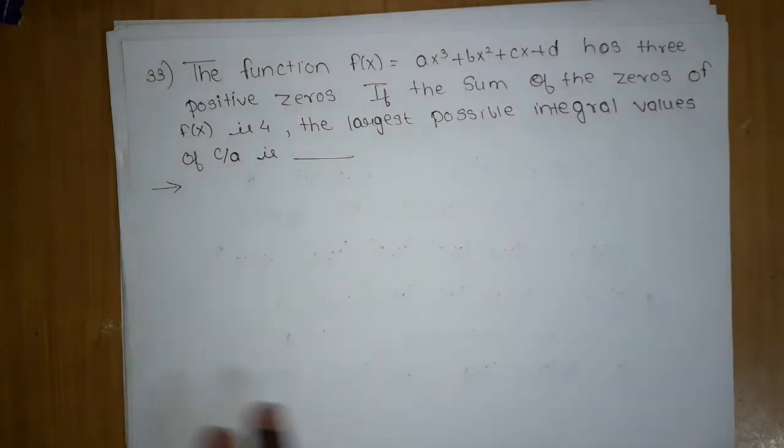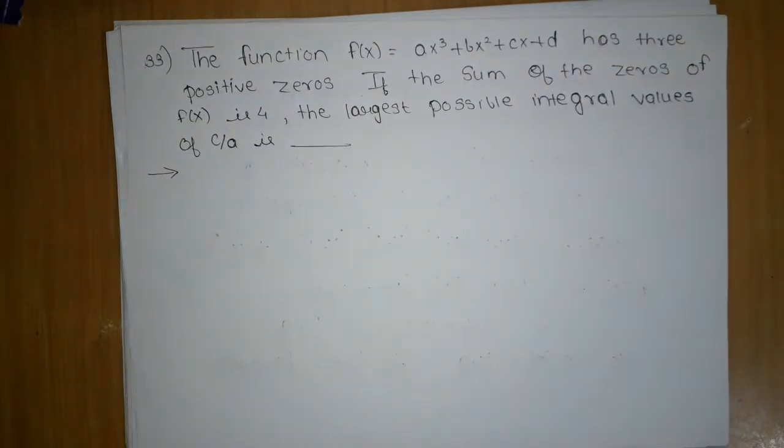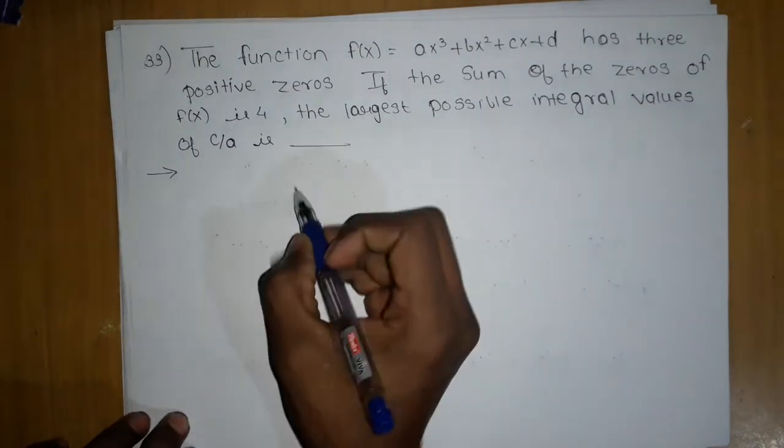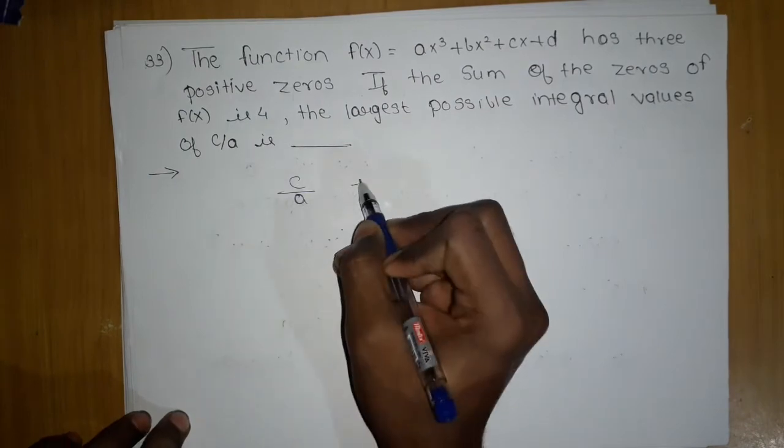The next question is question number 33. The function f of x equals ax cube plus bx square plus cx plus d has 3 positive zeros. Positive zeros means 3 roots, for which the function gives 0 value. If the sum of the zeros of f of x is 4, the largest possible integral value of c by a is, okay, we want to find the c by a integral value.